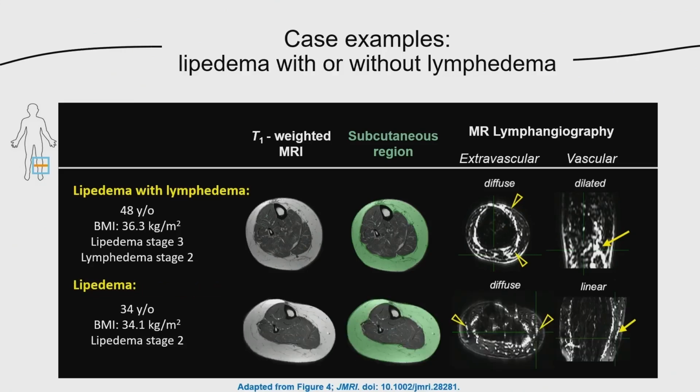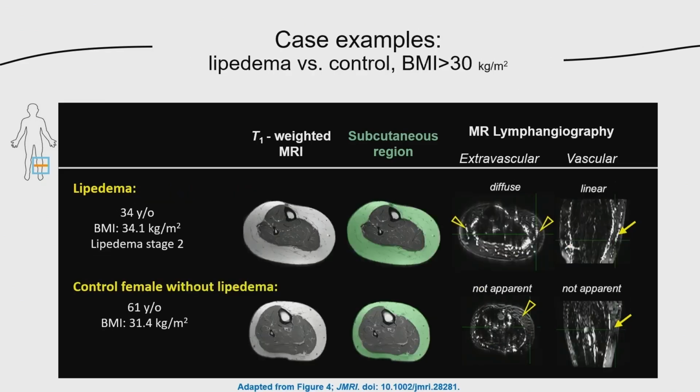Next, that same patient with lipedema with lymphedema, now compared to a patient just with lipedema alone. You can see in both cases they had diffuse hyperintensities in their extravascular features of the leg. And in terms of the vascular morphology, they were dilated in the case with lymphedema and more linear or just conspicuous in the case of lipedema alone. And that was focusing specifically in the subcutaneous region, not looking at the muscle vasculature at all in this case.